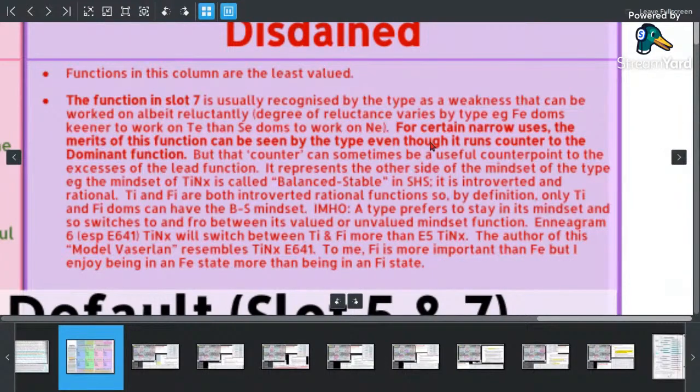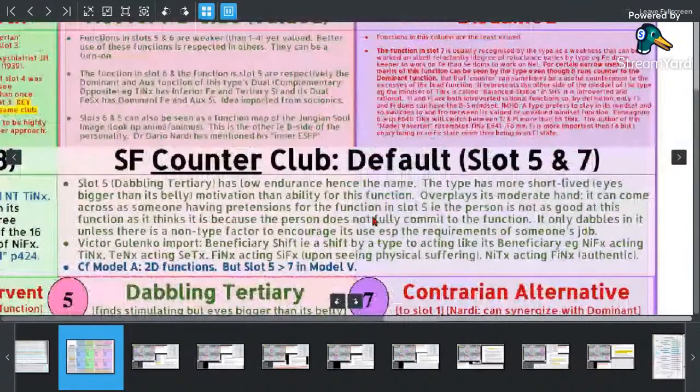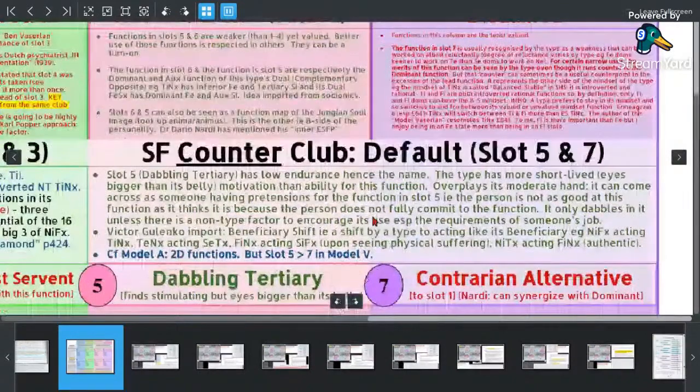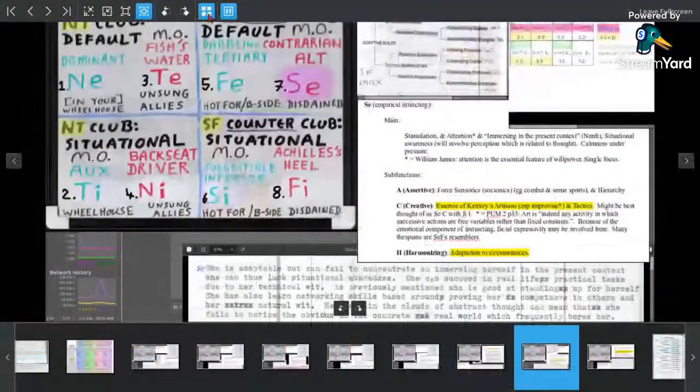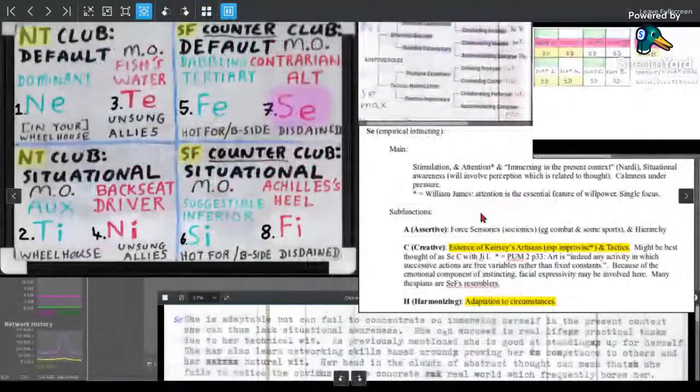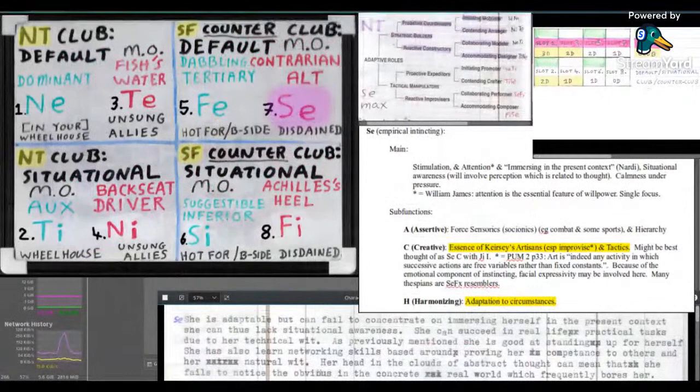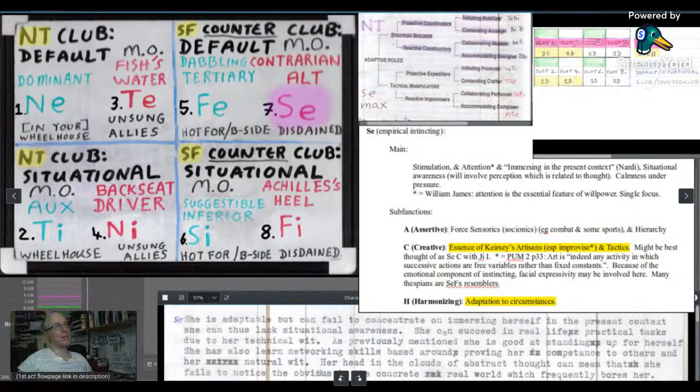Most of this function can be seen. But that counter can sometimes be a useful counterpoint to the excesses of the lead function. Yeah. So, that one actually, SE. Right. So, ENTPs do get themselves in situations where they're using SE. If they end up debating somebody too well, they might get into some physical conflict. You know, they debated too well.